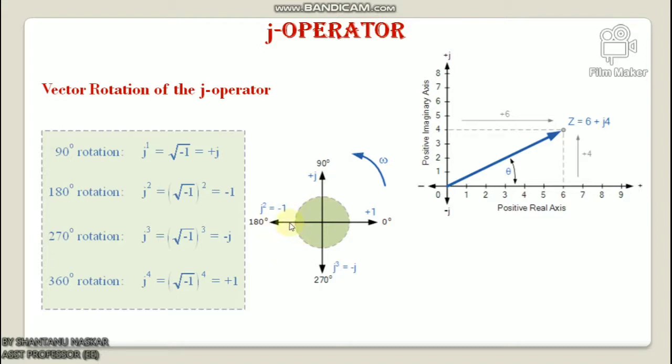will force the vector to rotate through a fixed angle of 90 degrees in an anti-clockwise direction, as shown in this figure. Likewise, if the multiplication of the vector results in a minus J, then the phase shift will be minus 90 degrees.